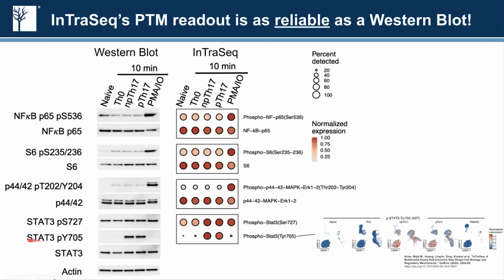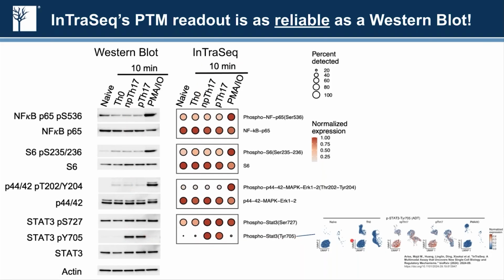Now, we also noticed in this experiment that STAT3, specifically phosphorylation at tyrosine 705, and that this signaling is specific to the pathogenic and non-pathogenic conditions compared to the remaining 3. And with the InTraSeq experiment, we saw the same patterns here.